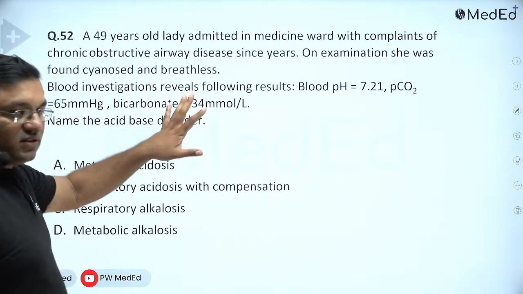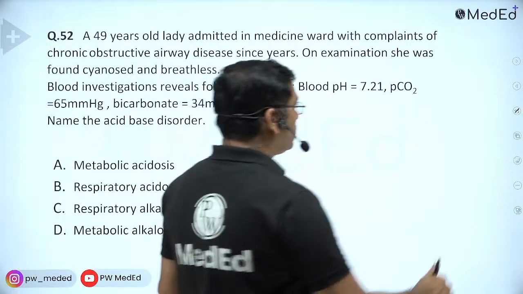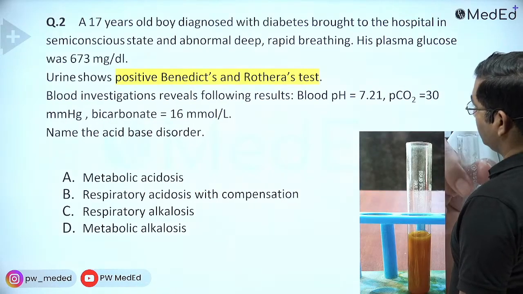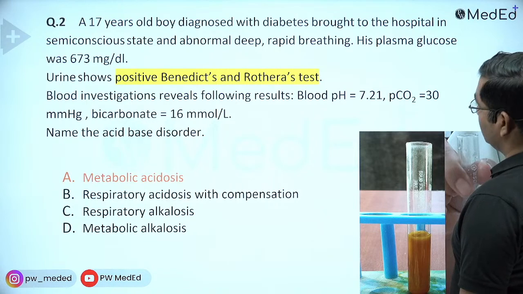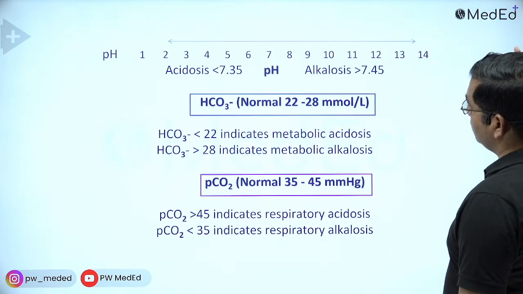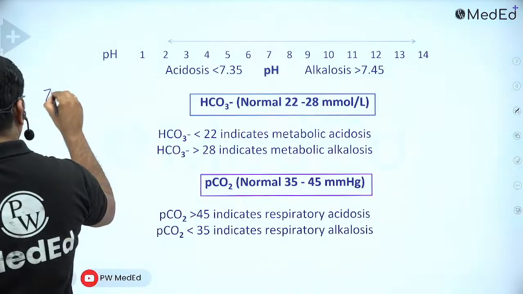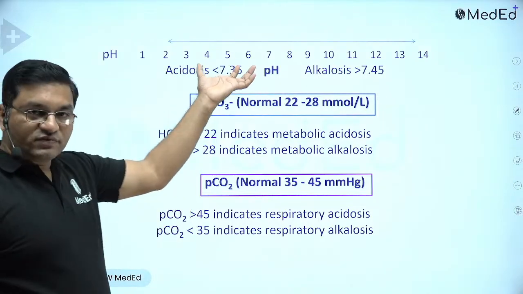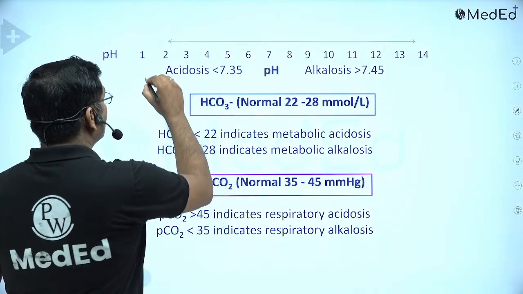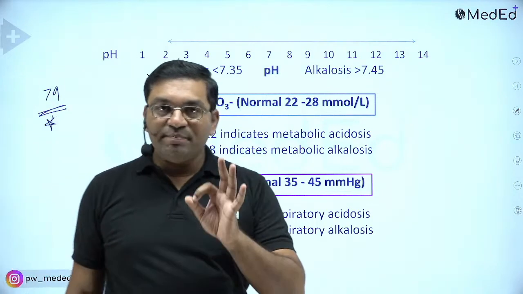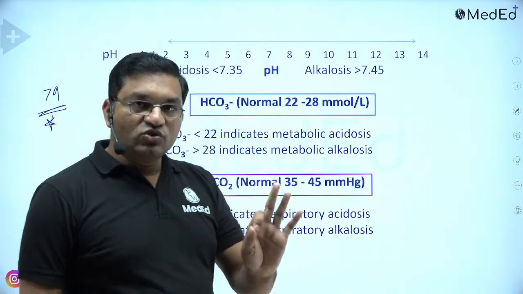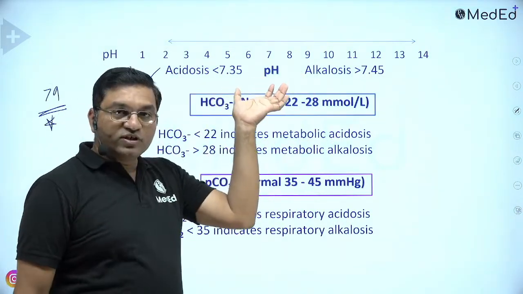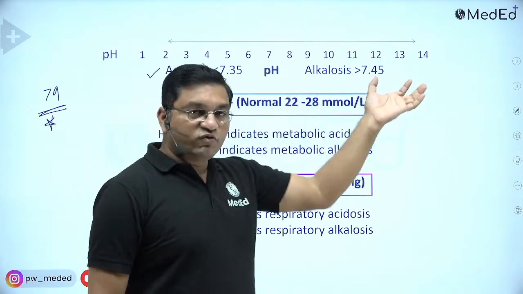The acid-base disorders, we'll discuss here. How will you diagnose an acid-base disorder? Just look at the pH, whether acidic or basic, and this is your primary defect. First look at the pH. If acidic, it is acidosis; if basic, it is alkalosis. If pH is below 7.35 it is acidosis, and above 7.45 it is alkalosis.